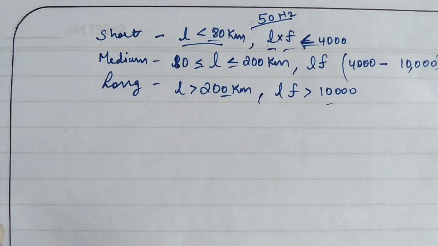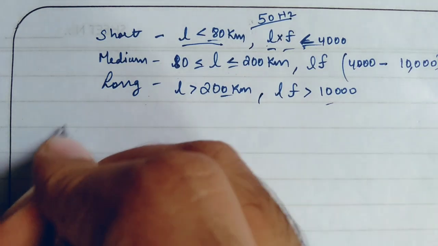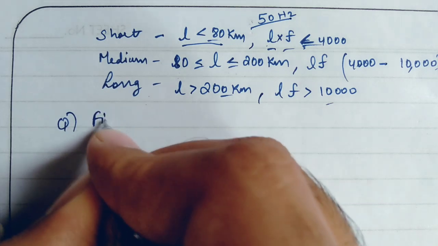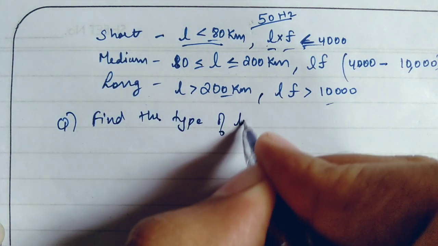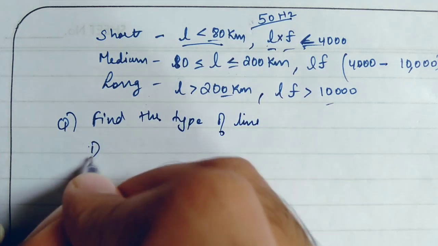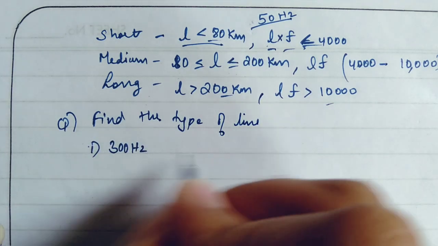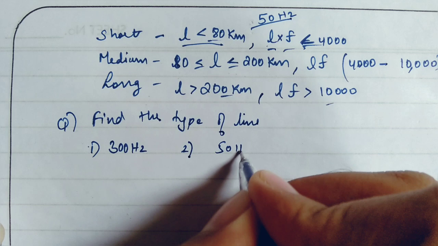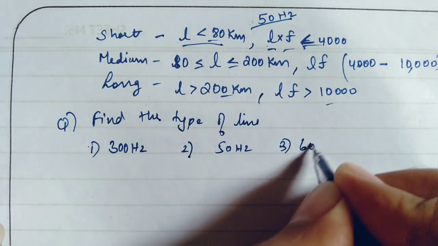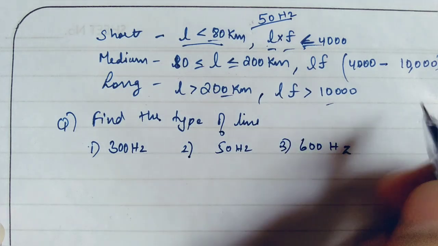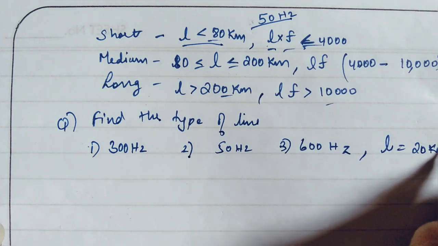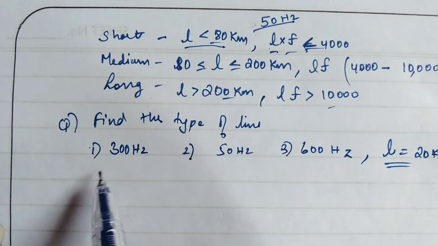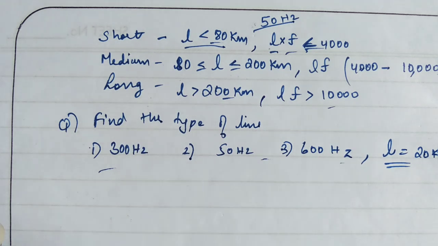So we'll do one example on this. Find the type of line. 300 hertz, 50 hertz, 600 hertz, and given length is 20 kilometers. This is the physical length and this is the frequencies of operation. So please do this.